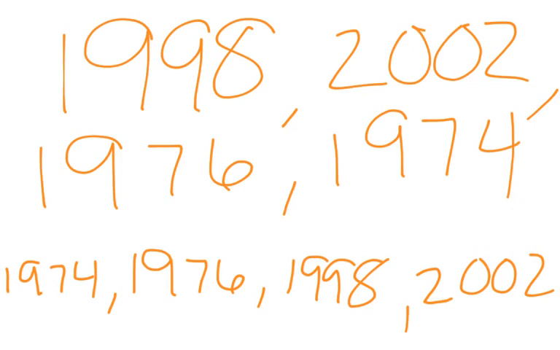Alright guys, so just recap, make sure you look at the thousands place first when you're ordering numbers in the thousands, and then you go to the next numbers after that to see what's least to greatest or greatest to least, depending on what they ask you to do.